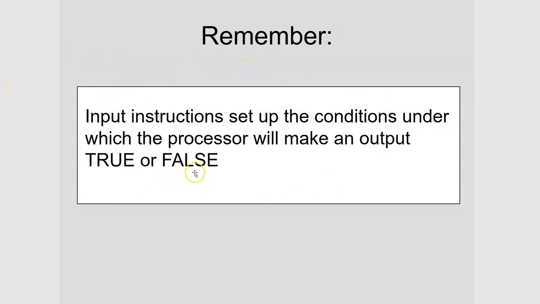Input instructions set up the conditions under which the processor will make an output true or false. So no matter how complicated the rung, ultimately we're looking for a left or right set of true statements. And if you see truths, then that output is true, it'll turn that device on. If you see falses, that output is false, it'll turn the device off.